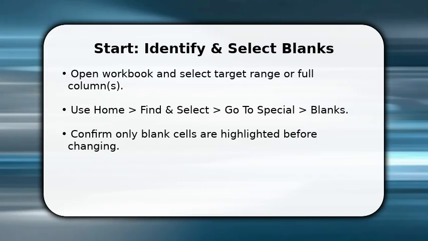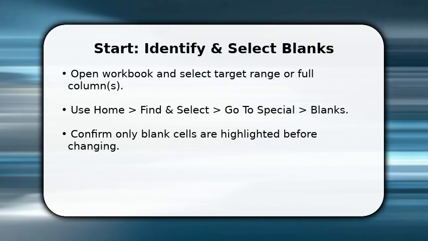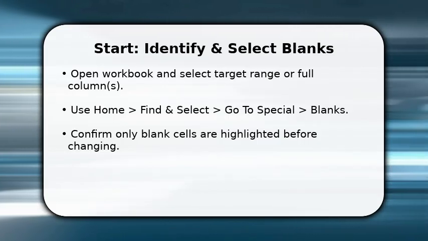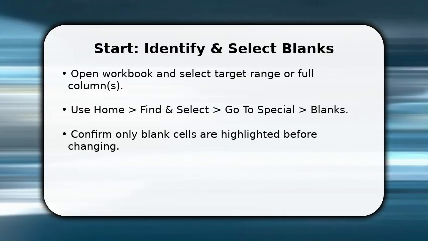You begin by selecting the area that contains blanks: a column, multiple columns, or the whole sheet. Once selected, navigate to Home, choose Find and Select, then go to Special and pick Blanks. This highlights only empty cells. You do this to avoid altering non-blank data and to speed the next actions.